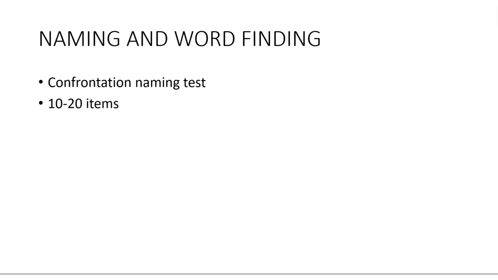We have to do anywhere between 10 to 20 items, and these items should belong to different groups, and they should include low frequency and high frequency items. What do I mean by low frequency and high frequency items? Some items we use are objects commonly used in our life, and people are able to name them easily. Then there are other items which are not very frequently used, low frequency items. So the patients find a little difficulty in naming these.